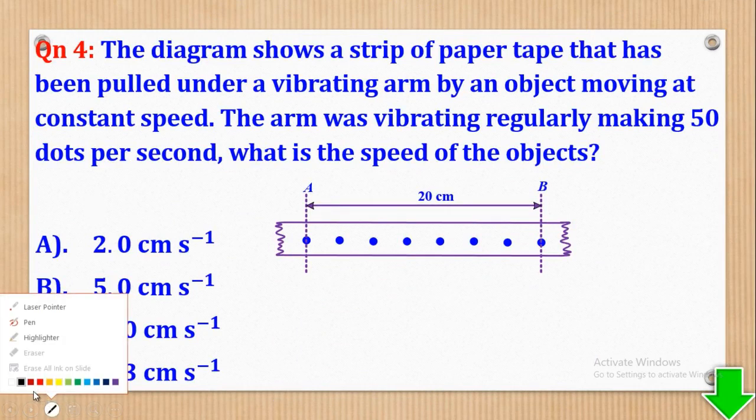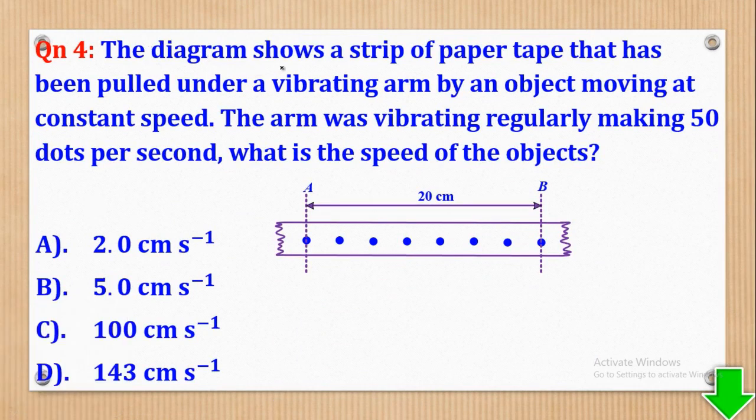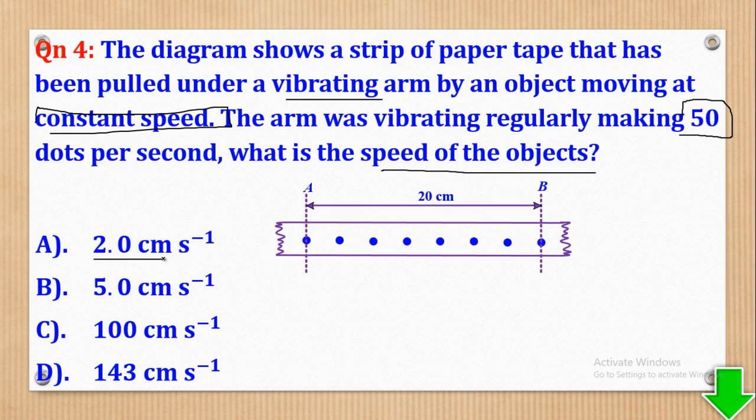Question 4 says, the diagram shows a strip of paper tape that has been pulled under a vibrating arm by an object moving at a constant speed. The arm was vibrating regularly, making 50 dots per second. What is the speed of the object? Option A is 2.0 centimeters per second, option B 5.0 centimeters per second, option C 100 centimeters per second, and option D 143 centimeters per second.